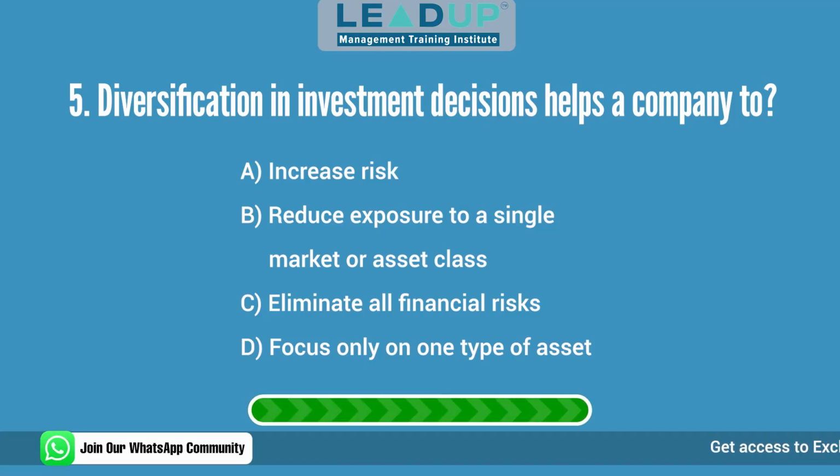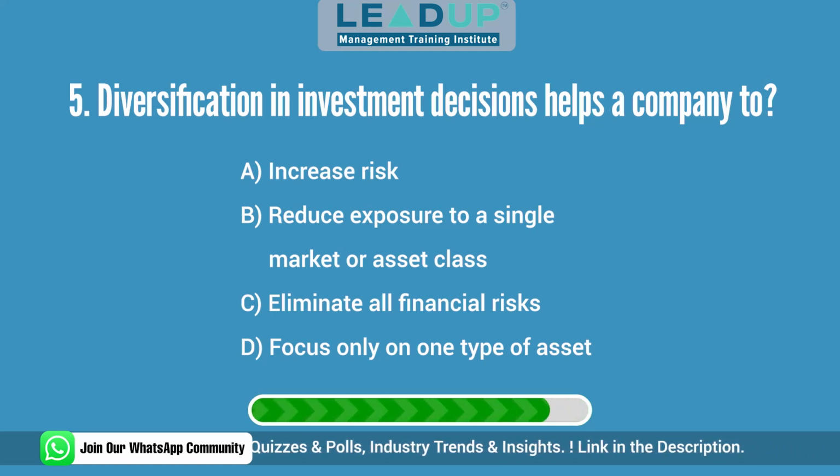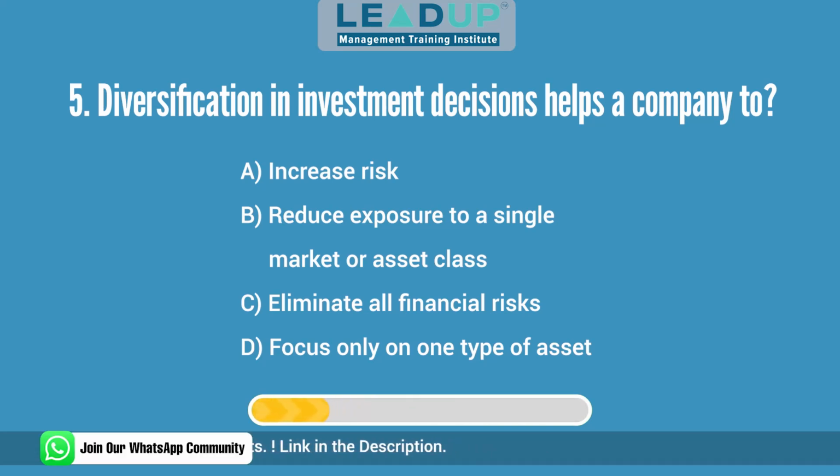Question 5. Diversification in investment decisions helps a company to A. Increase risk. B. Reduce exposure to a single market or asset class. C. Eliminate all financial risks. And D. Focus only on one type of asset. Answer: reduce exposure to a single market or asset class.